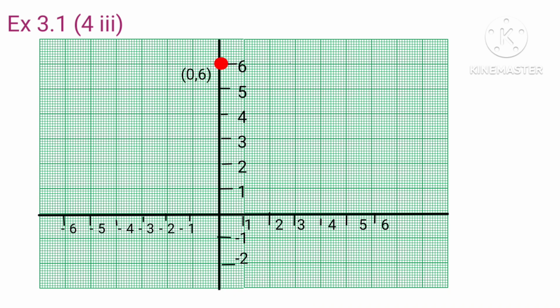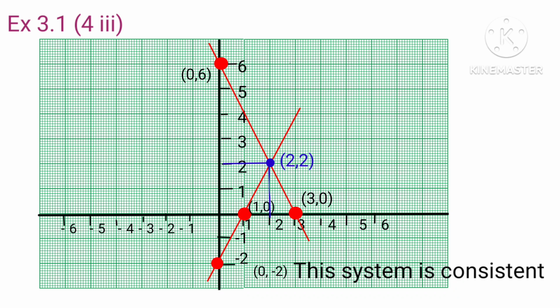X is equal to 0, y is equal to 6, x is equal to 3 and y is equal to 0. So draw a line. And next we have to plot the solution of equation 2, that is x is equal to 0, y is equal to minus 2 and x is equal to 1, y is equal to 0. Again we have to draw a line. So here we are getting an intersecting point 2 comma 2, that is x is equal to 2 and y is equal to 2. So we have an intersecting point, therefore our system is consistent.